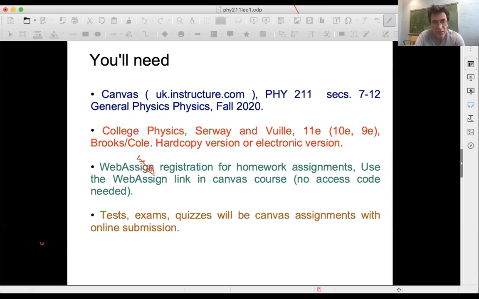The tests that we'll take, the exams and quizzes, are going to be online and administered through Canvas and Zoom. I won't say too much about that right now. I'll talk about that a little bit more as we get close to a quiz or we get close to the tests and the exams. So this overhead is the things you need for the class.